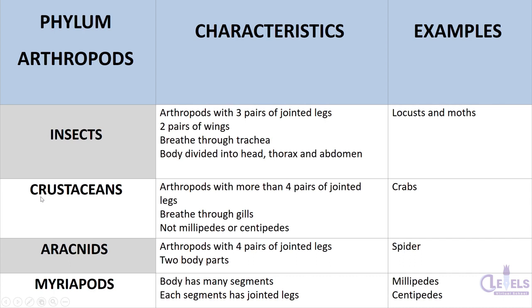Crustaceans, remember this CR, it is the crustaceans. Think of a crab, the CR for a crab. So when you think of a crab, a crab has more than 4 pairs of jointed legs. They breathe through gills because crabs can go underwater as well, and they're not millipedes or centipedes.